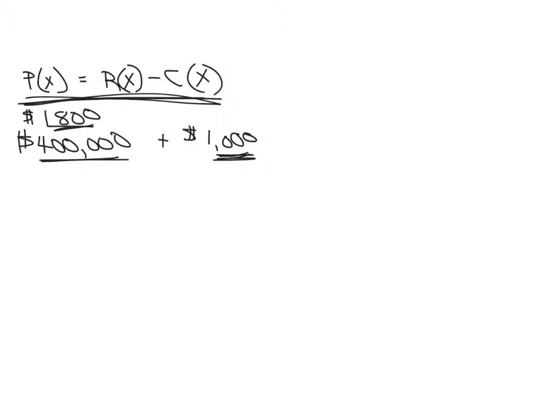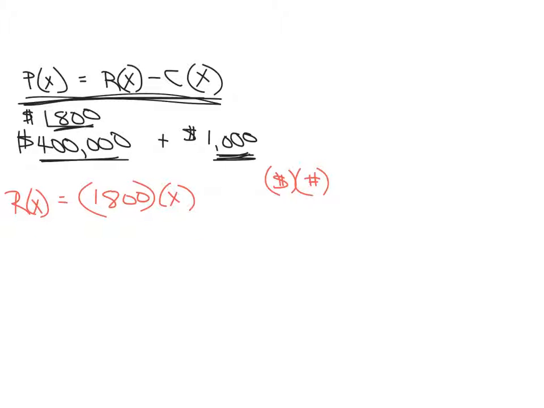All right, so the total revenue for the TVs is 1,800x, because the revenue is equal to the price per unit times the number that you sell. So the price per unit is 1,800, and we're selling x number of units. So that's our revenue.